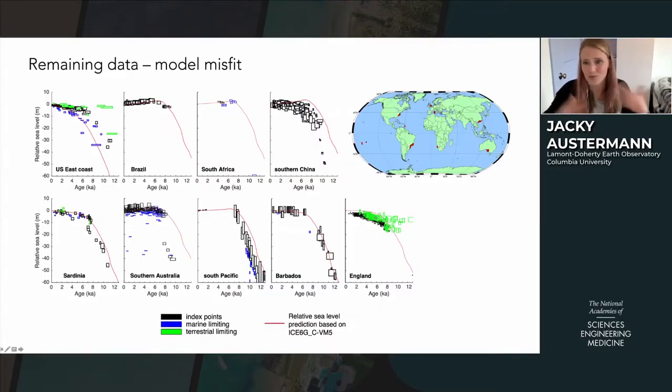And I picked these somewhat randomly, not to show that this model is not a good model, but just to show that any ice model that you were to choose would do better in some locations and not so well in other locations. And it's a result of the uncertainty that we have in the ice reconstruction and the uncertainty that we have in the viscosity structure. So how can we move forward here? How can we come up with a GIA model that actually fits these observations well, and that does allow at the same time for variability in Earth's viscosity?